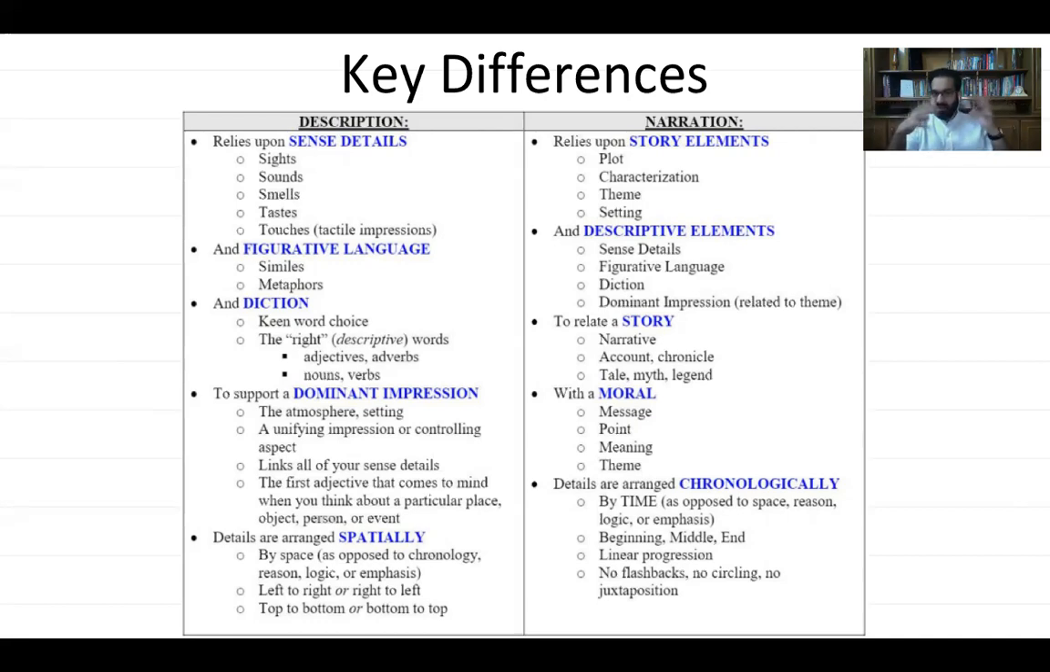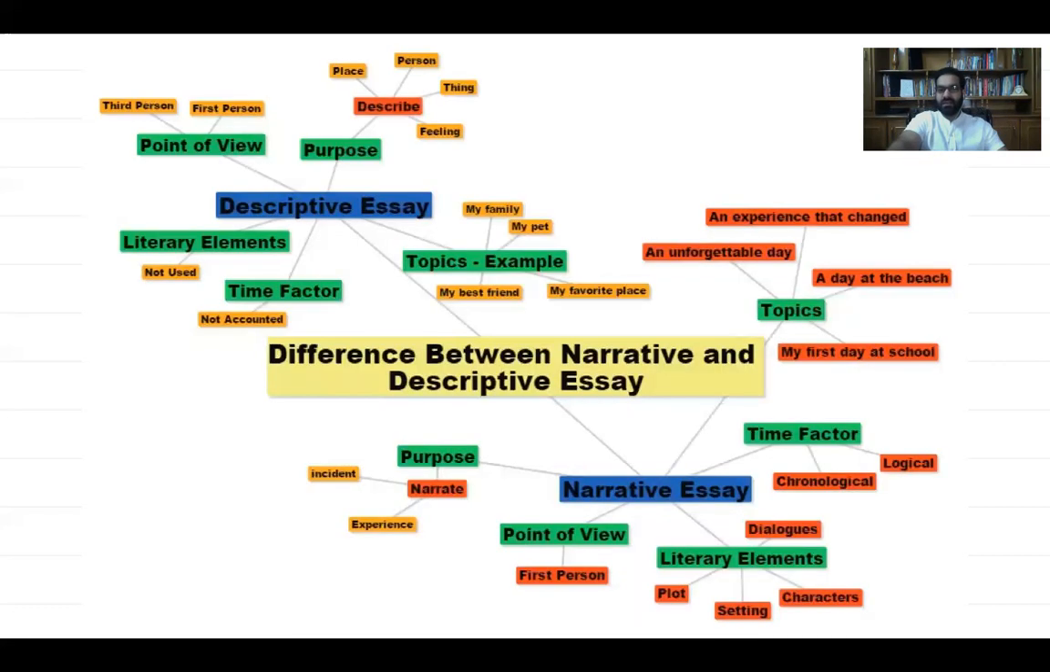So sometimes the description deals in a different way. For example, a flashback. I remember I touched him in a way that my mother touched me for the very first time, and she held me on her chest without letting me sleep. She lulled me, and such kind of things, you see, that goes in so much deep detail. Anyhow, over here, difference between narrative and descriptive essay. On the top left, you will find descriptive essay. On the top right, you will find narrative essay. Let's see, descriptive essays have purpose, point of view, literary elements, time factors, and there are some examples on that.